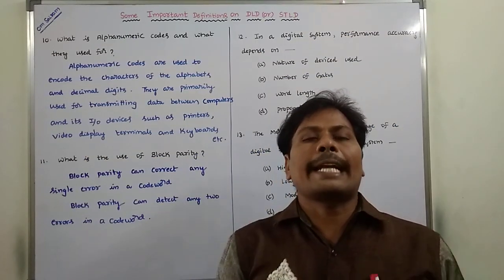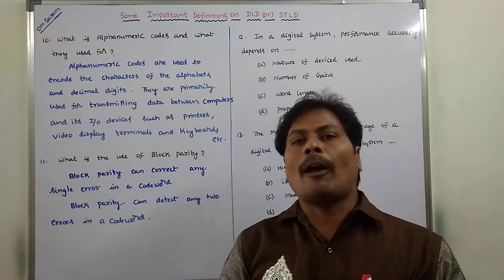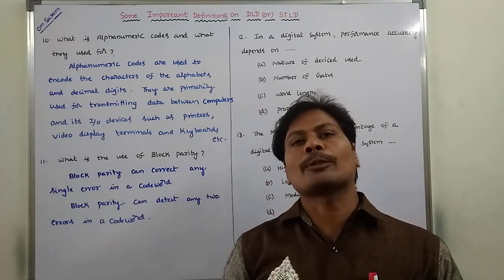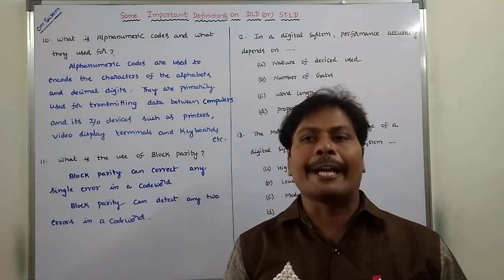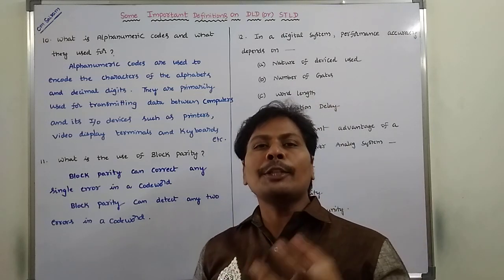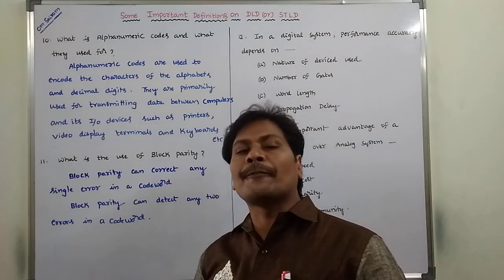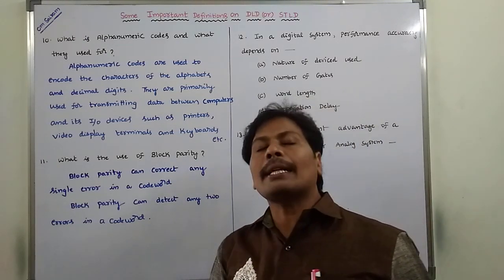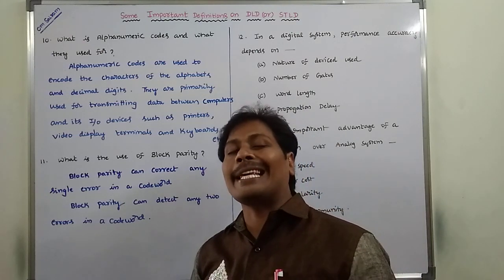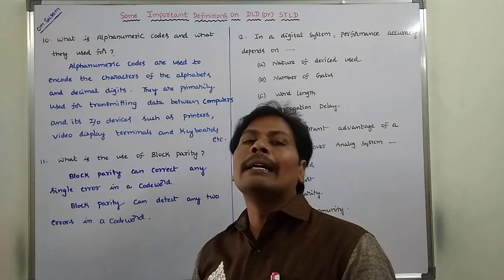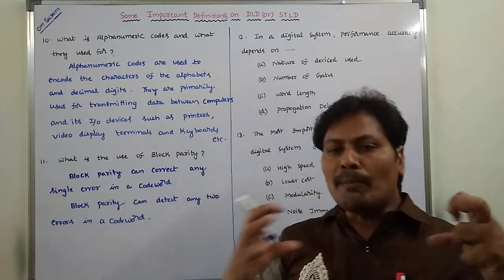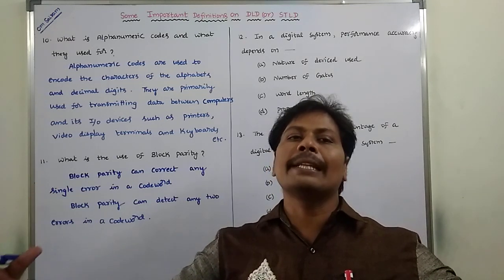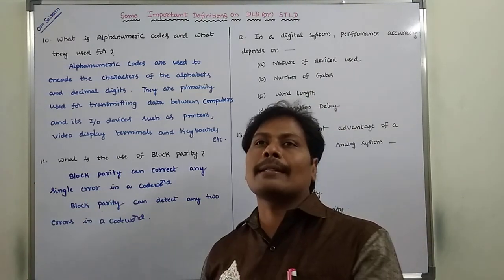Okay. Next one is what are alphanumeric codes, what is the purpose of alphanumeric codes, and how are they classified. Mainly, alphanumeric codes are used for transmitting the data between the computer and its terminals, such as keyboards, printers, video display terminals. Okay, so computer and its peripherals, to transfer the data between the computers and its terminals.